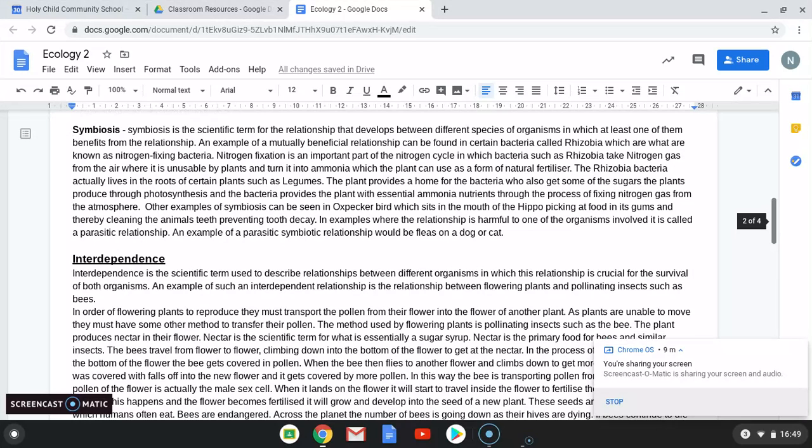The rhizobia bacteria that do this actually are living in the root structures of certain plants, for example, the legumes of the pea family, okay? So these bacteria have gone inside the plant, living in the roots, all right?